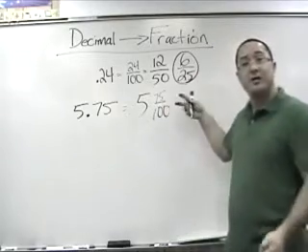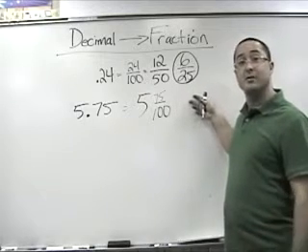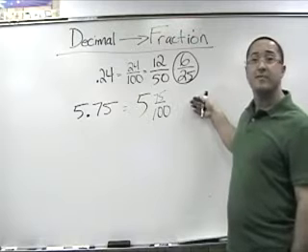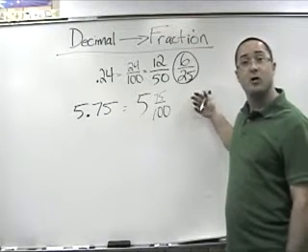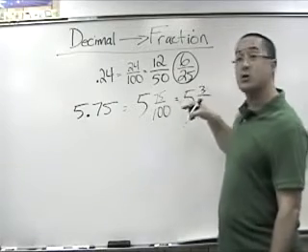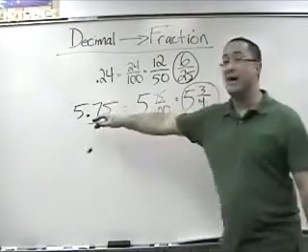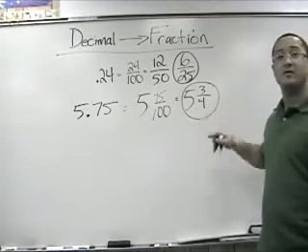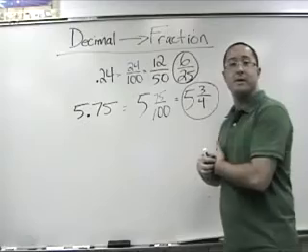But hopefully we know that this is not in simplest form, and hopefully we know how to make this in simplest form. Because 75 and 100, that sounds like money, quarters, right? How many quarters make 75 cents? 3. How many quarters make $1? 4. So 5.75 written as a fraction in simplest form is 5 3/4. And that's how you convert decimals to fractions or mixed numbers.